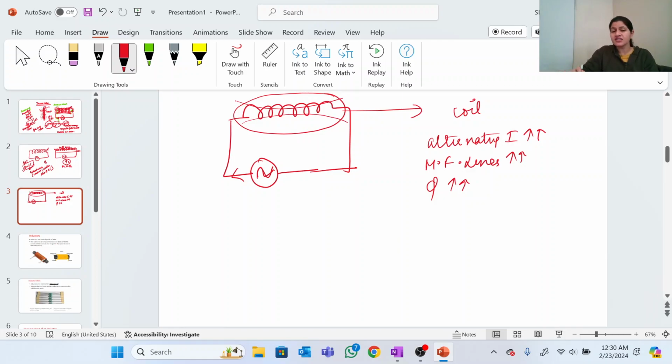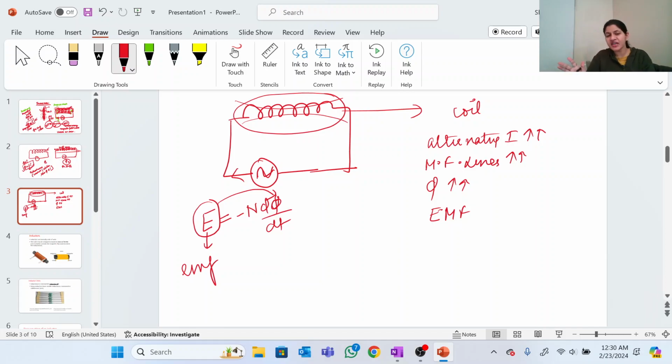So now Faraday's law comes into the picture. What does Faraday's law say? E is equal to minus n d phi by dt. That is, there is a generation of EMF, that is electromotive force. You can see that EMF is directly related to d phi by dt. What is d phi by dt?